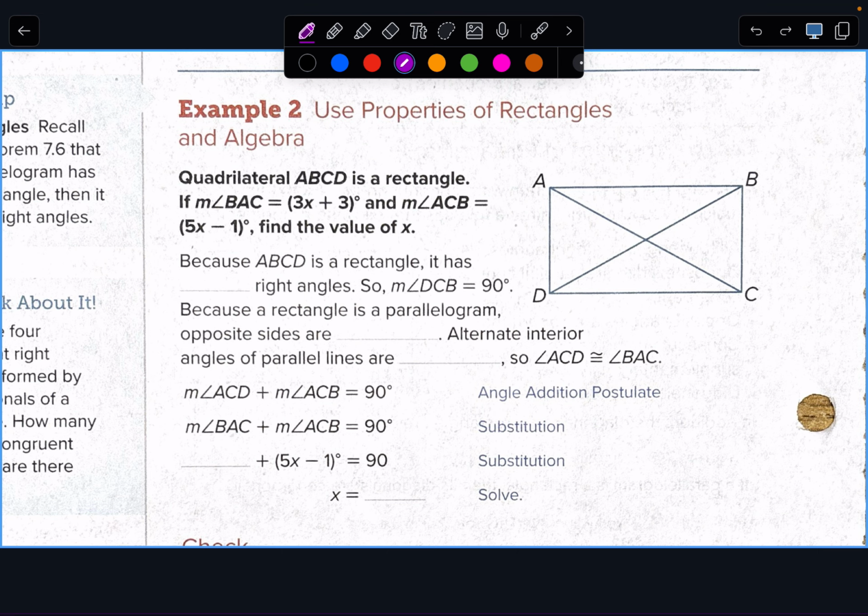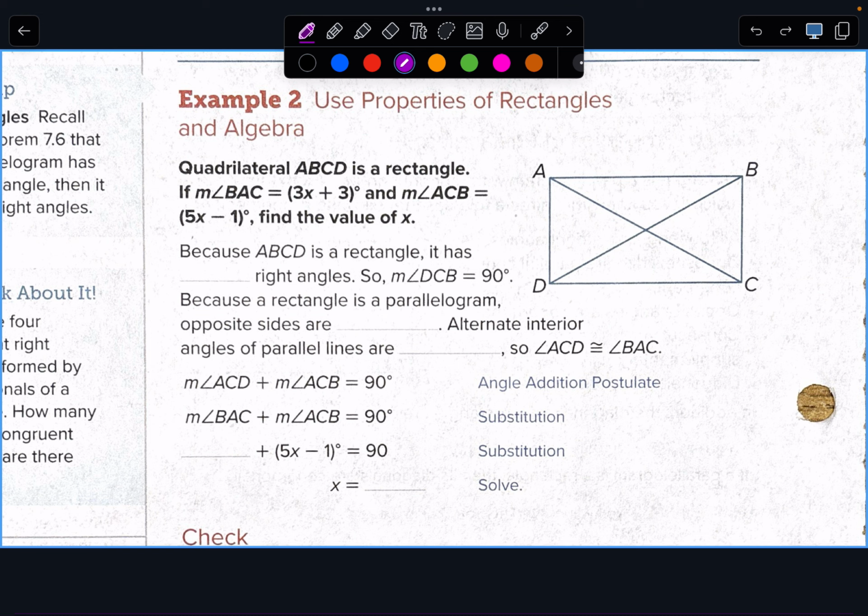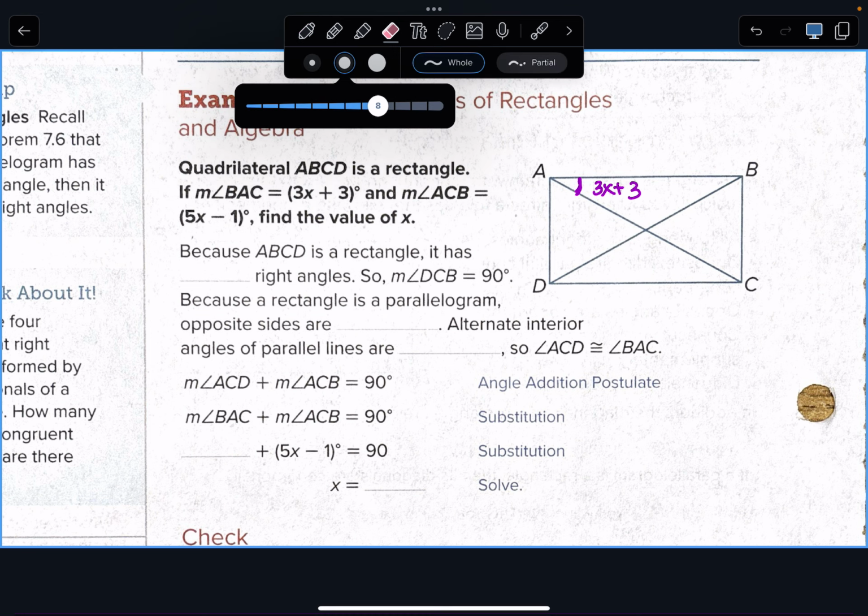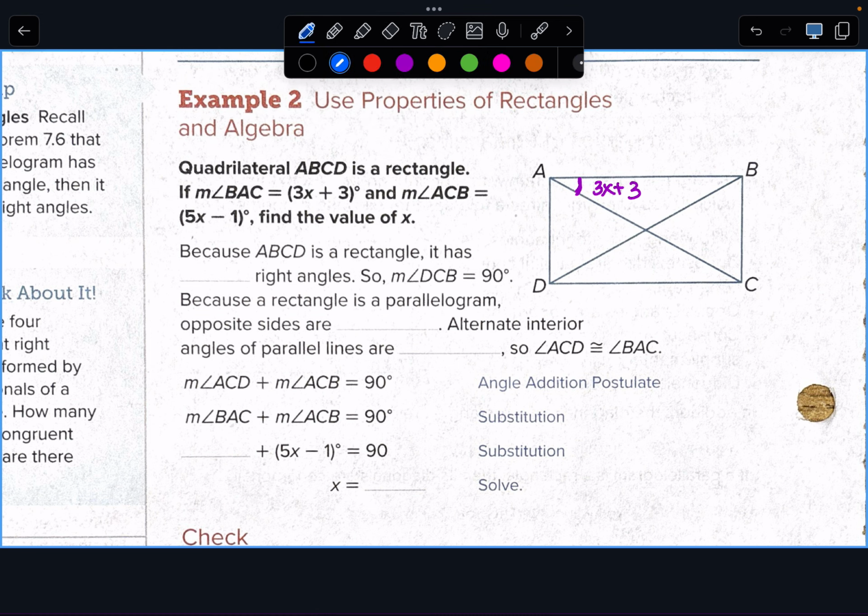So right now, in example 2, BAC, this angle right here is 3x plus 3. ACB, this guy right here, is 5x minus 1. Okay, well, what do we know about those two? They add up to equal 90, okay?